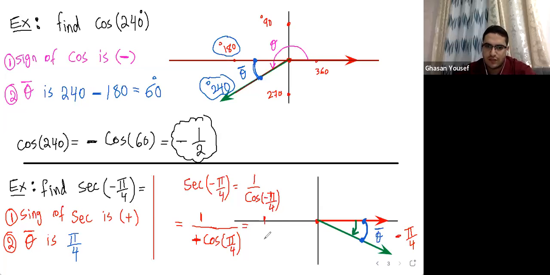So I get here the answer 1 over square root of 2 divided by 2. And the answer for this is the reciprocal of the square root of 2 over 2, which is 2 over the square root of 2. This is the final answer.